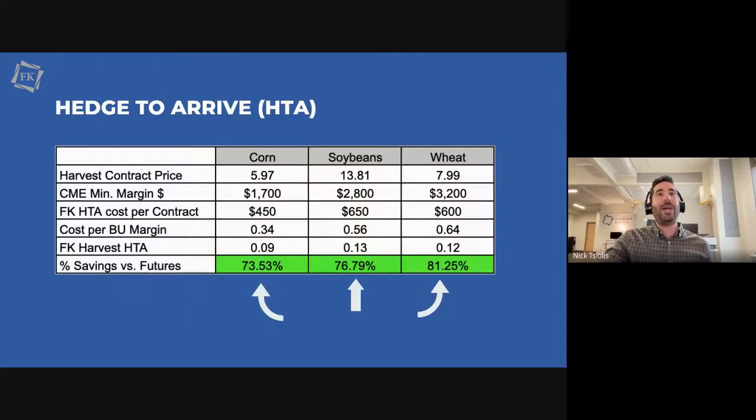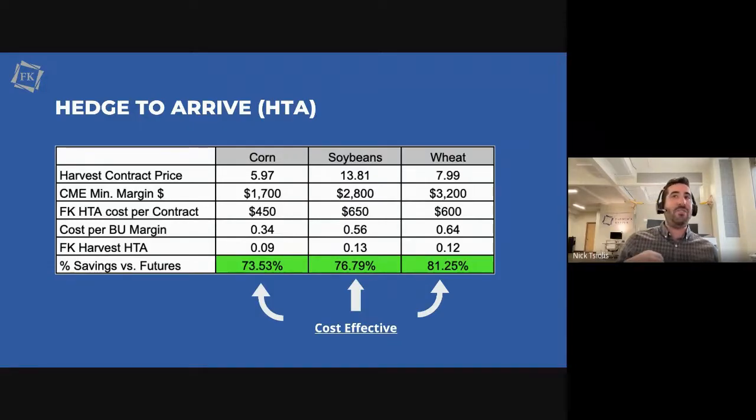Next, I want to show you a comparison so that you can understand what the price looks like doing it through Farmer's Keeper versus just selling futures on the board. So there's a lot going on here in this slide, but I'm going to break it down for us. In the top row here, I've got about the average price that we've been looking at for December corn, November beans, and July wheat. And if we look right now on the CME at the next row, the cost of one contract of margin, 5,000 bushels, for corn is $1,700, $2,800 for beans, and $3,200 for wheat.